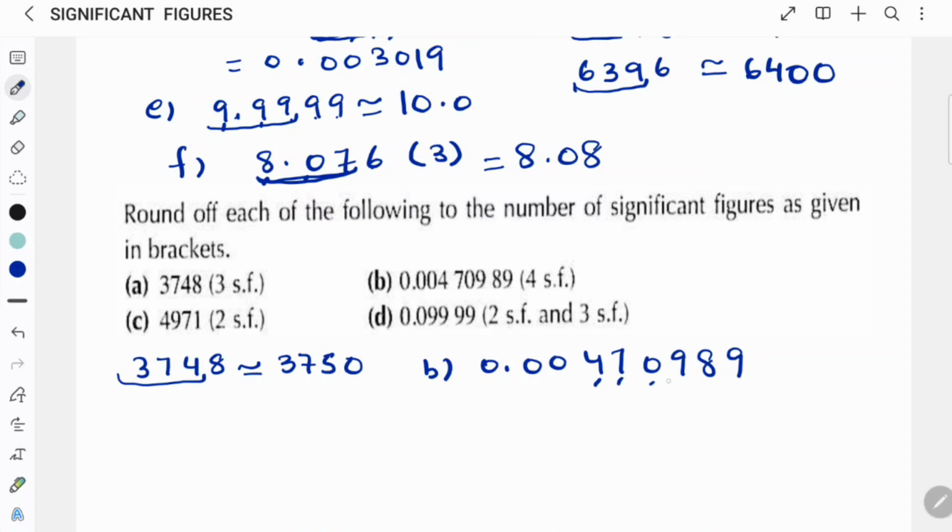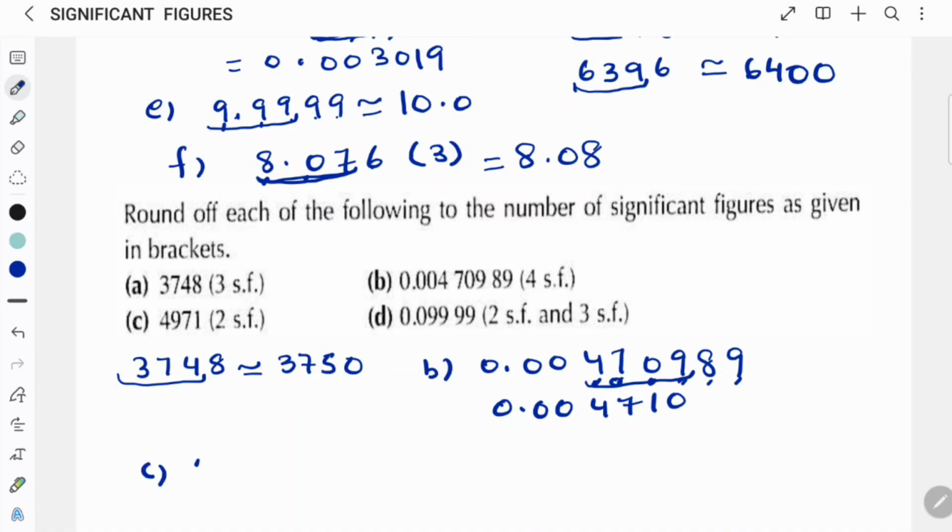0.0047099. This is 1, 2, 3, 4, 5, 6 significant figures. In every question I'm also recalling how many significant figures it has. We have to round off to 4 significant figures. So 1, 2, 3, 4, it is 9. We will write down 4, 7, then 0, but because of this 9 we add one here. So that will become 0.004710. It's your 4 significant figure number.